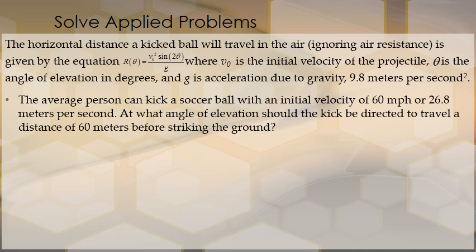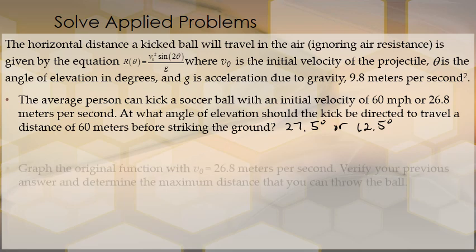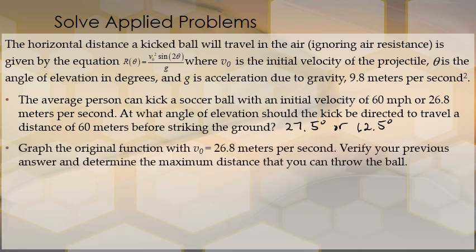The average person can kick a soccer ball with an initial velocity of 60 miles per hour or 26.8 meters per second, and the angle of elevation should be directed to travel a distance of 60 meters before striking the ground. We got that the angle of elevation should be 27.5 degrees or 62.5 degrees. The second part of this question says to graph the original function with v sub 0 equal to 26.8 meters per second and verify your previous answer and to determine the maximum distance that you can throw the ball.